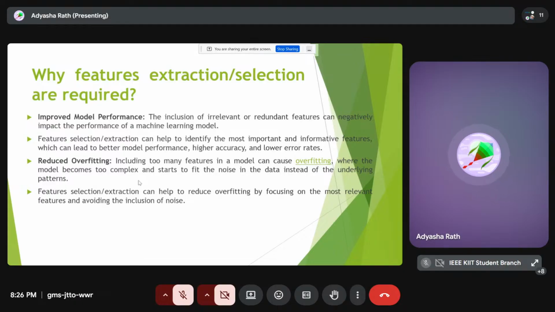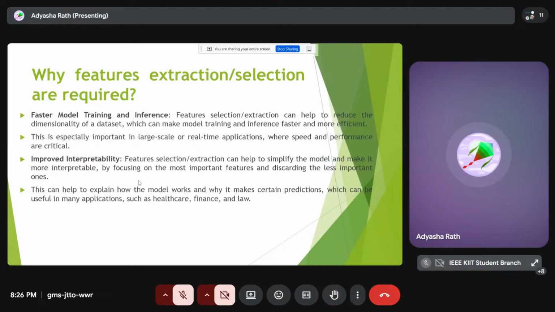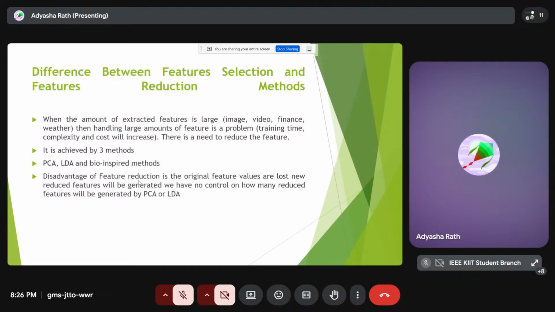To improve the model performance, reduce overfitting, faster model training and inference, and improved interpretability. And the difference between feature selection and reduction methods: when the amount of features is very large, handling such a large amount of features is a problem. So we have to reduce the features. There are different types of feature reduction.